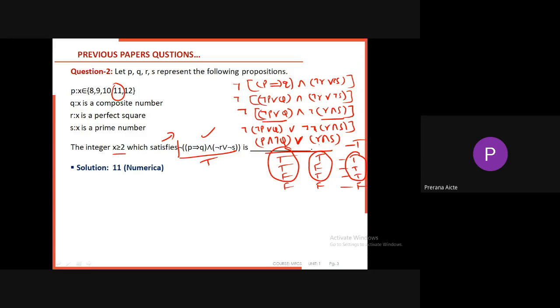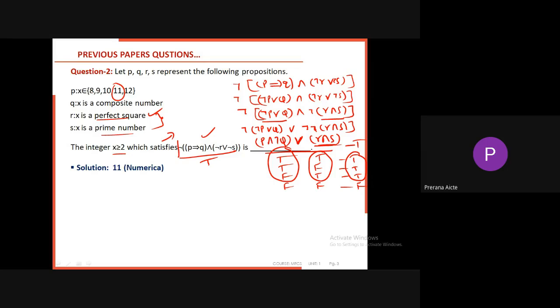Okay, let us first try to solve R and S, whether it will become true or false. R and S means we have: X is a perfect square, and X is a prime number. So we need to combine these two statements. R and S means we need to find the number which will satisfy both. So perfect square should be there and prime number should be there.